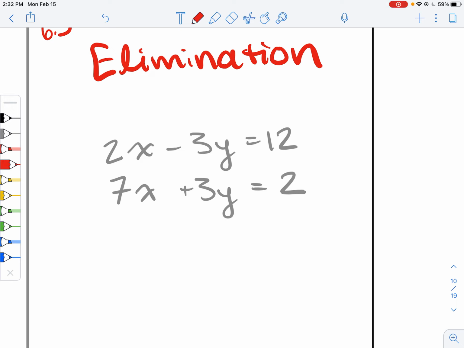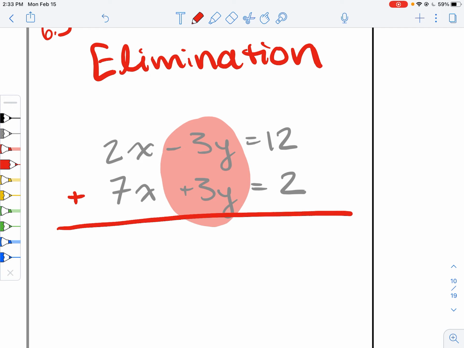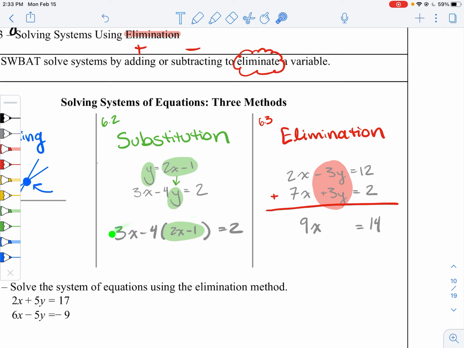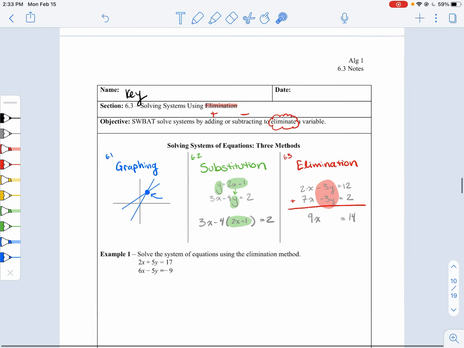And what that will look like is we'll notice when two variables are about to cancel each other out. This will get rid of these y's, and then we'll add these two up to get 9x. These two cancel out, so there's nothing equals 14. And then once we have 9x equals 14, we can solve this equation for x. So just like in substitution, when we substituted to eliminate a variable, now we'll add or subtract to eliminate a variable. So this is how we do it.